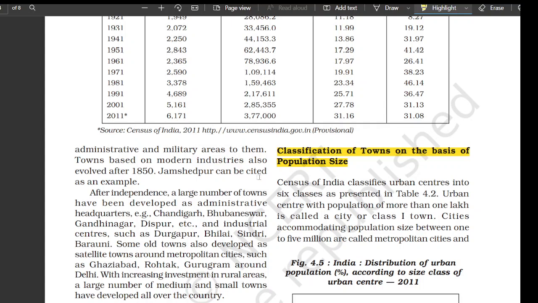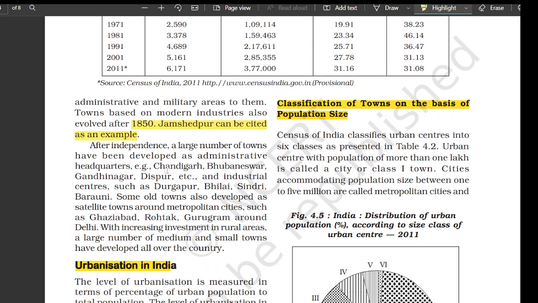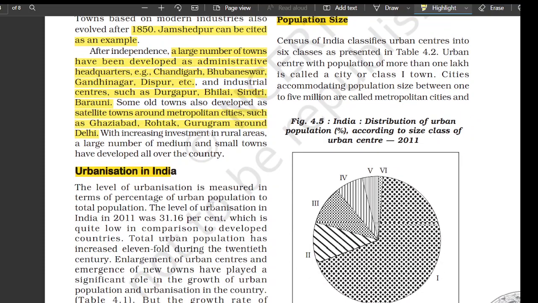Towns based on modern industries also evolved after 1850. Jamshedpur can be cited as an example. After independence, a large number of towns have been developed as administrative headquarters, for example Chandigarh, Bhubaneswar, Gandhinagar, Dispur, etc., and industrial centers such as Durgapur, Bhilai, Sindri, Barauni, etc. Some old towns also developed as satellite towns and metropolitan cities such as Ghaziabad, Rohtak, Gurugram around Delhi. With increasing investment in rural areas, a large number of medium and small towns have developed all over the country.